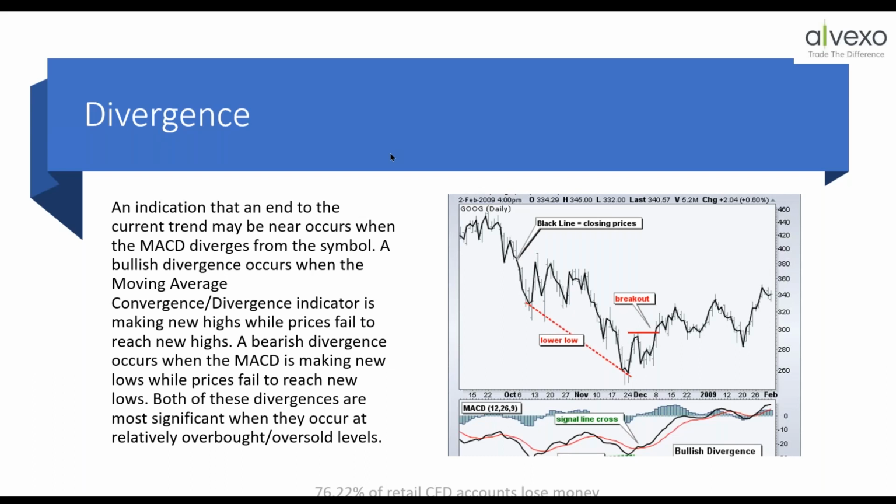Both of these divergences are most significant when they occur at relatively overbought and oversold levels. So in other words, when we're seeing these overbought and oversold levels, and we're seeing divergence, and we're seeing very high peaks and valleys in the histogram or in the signal itself, they become more significant.